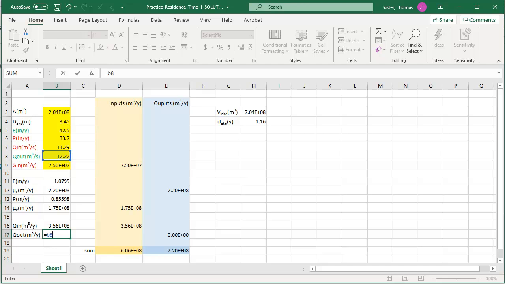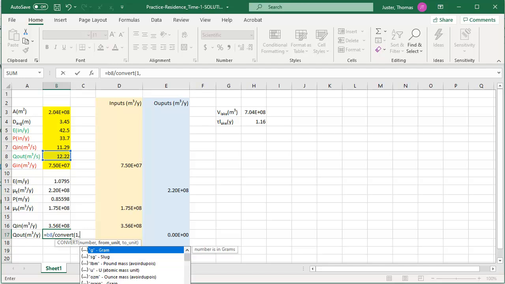But because it's in the denominator, I have to remember to divide by the convert function. So I want to now convert 1 second. See that 1 second, and it'll tell me these are all the things that can convert 1 second into it. I can convert seconds into minutes, hours, days, or guess what? YR is years.